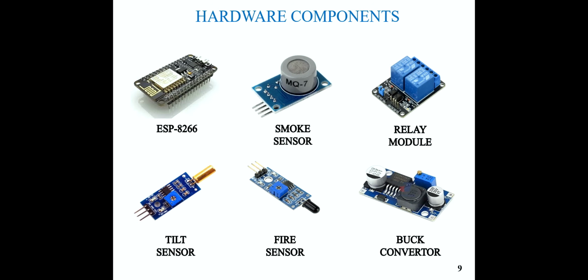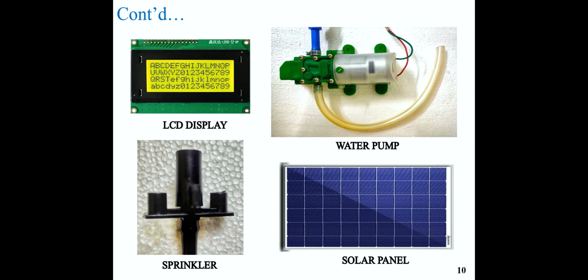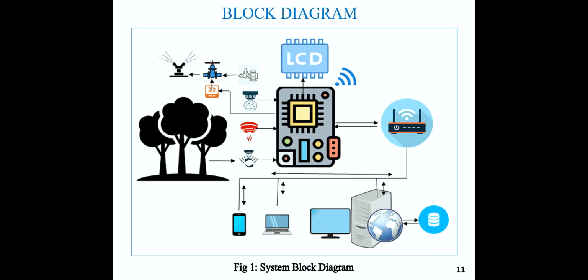These are the hardware components that we have used, that is NodeMCU, ESP8266, gas sensor, that is MQ7, relay module, tilt sensor, fire sensor, buck converter, LCD display, water pump, sprinkler and solar panel. This is the system block diagram.